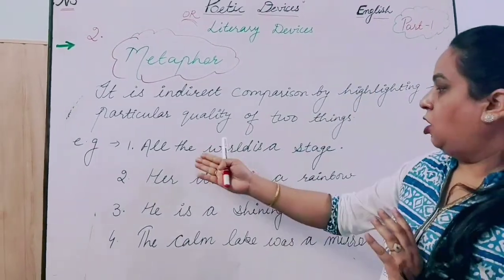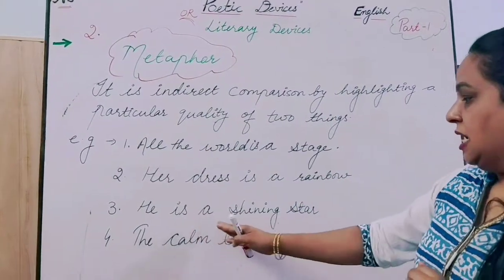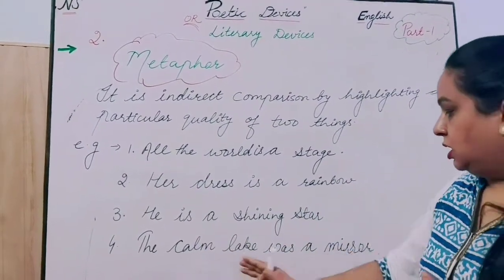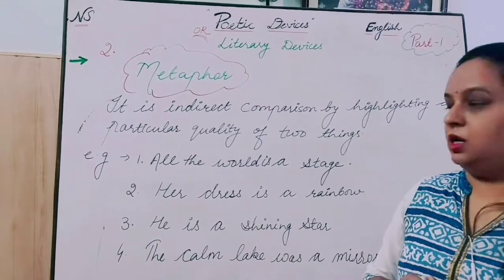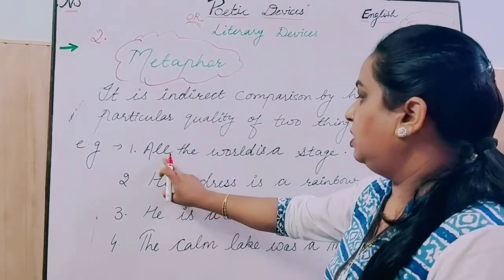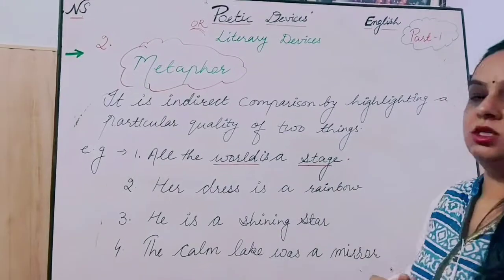For example, all the world is a stage. Her dress is a rainbow. He is a shining star. The calm lake was a mirror. So let's see where the metaphor is being used in these sentences. In all the world is a stage, the world is compared with a stage.